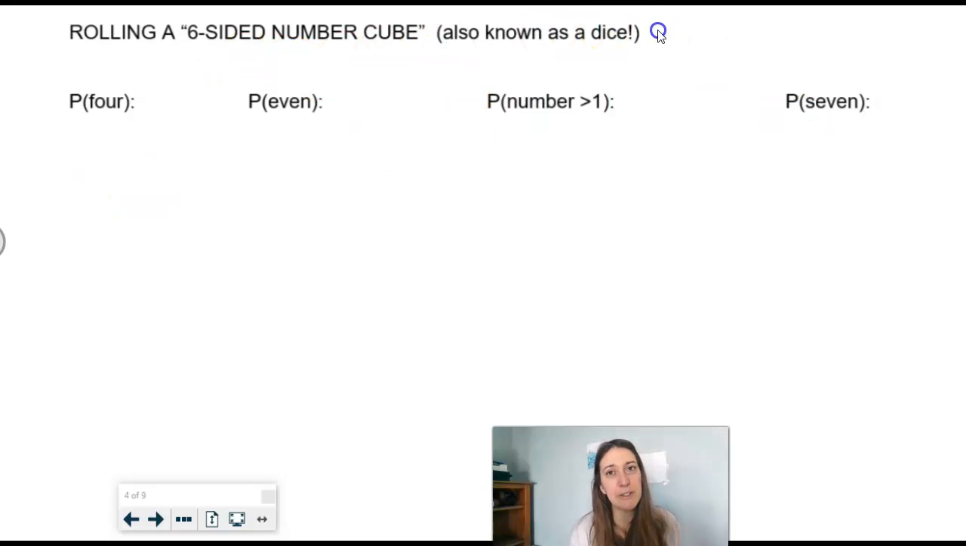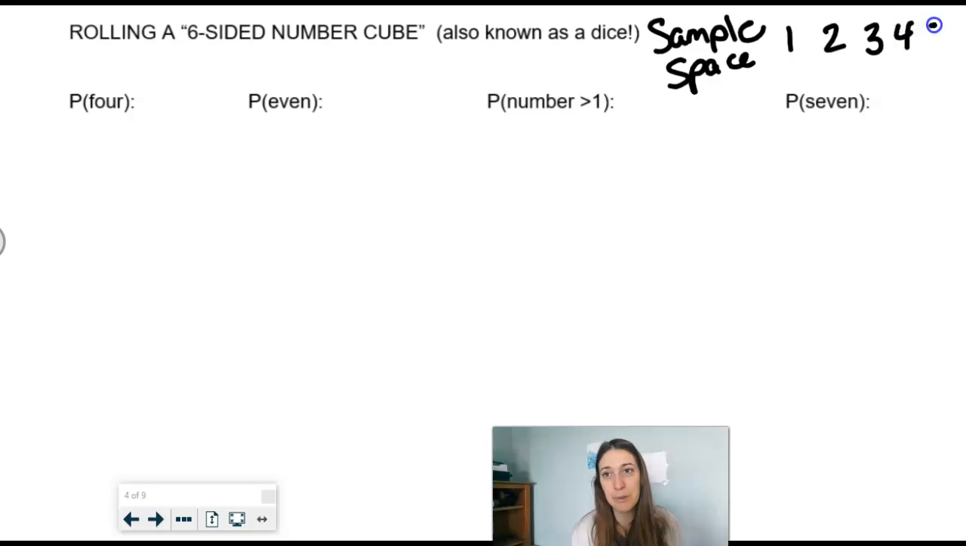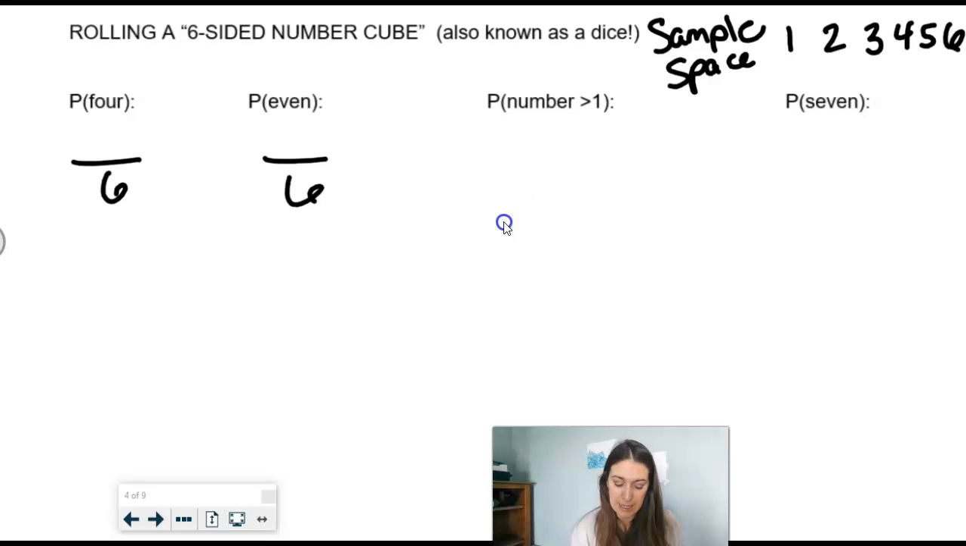All right, so what I'm going to do first is I'm going to write what's called the sample space. So the sample space would be you're either going to roll a 1 or a 2 or a 3 or a 4 or a 5 or a 6. And if I could draw, I'd actually draw that out. So one of those 6 things is going to happen. So my denominator, the total number of possible outcomes, is going to be a 6 on each of these fractions for probability.